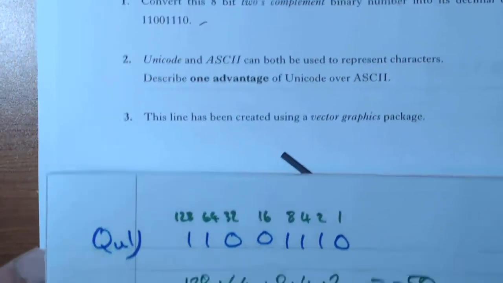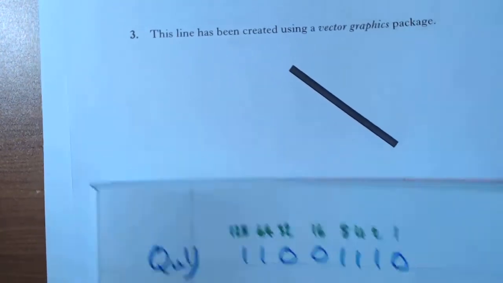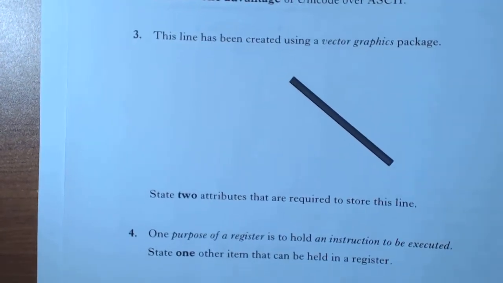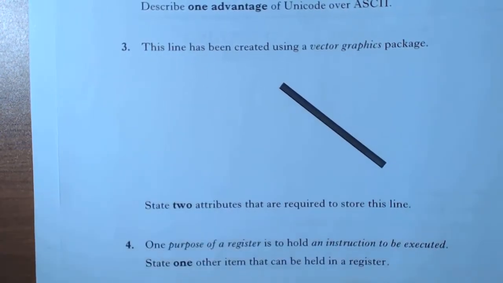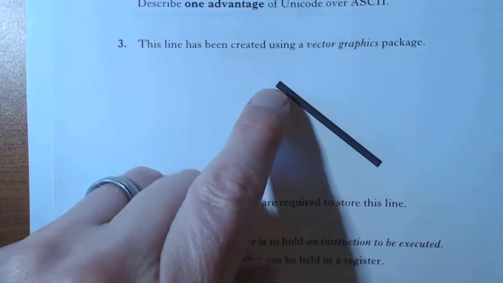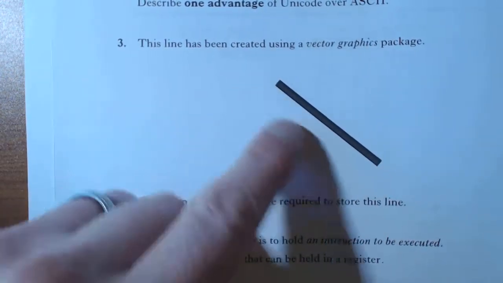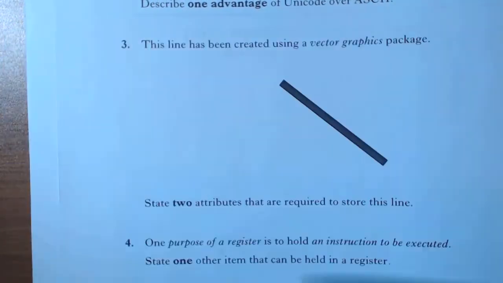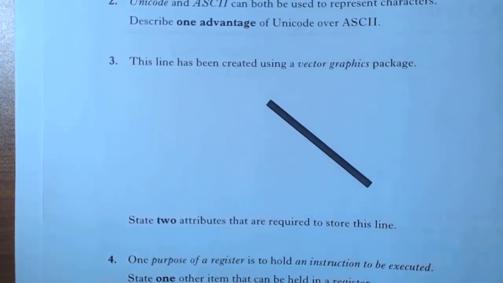You then go to question 3, and that's obviously just a line. They're saying it's a vector graphic. So think about the line. If you had to redraw that line without seeing it, you would need to know the x, y coordinates of either end. You would need to know the line thickness and the line colour, and they're just asking for two attributes. So all these things I've mentioned are attributes.